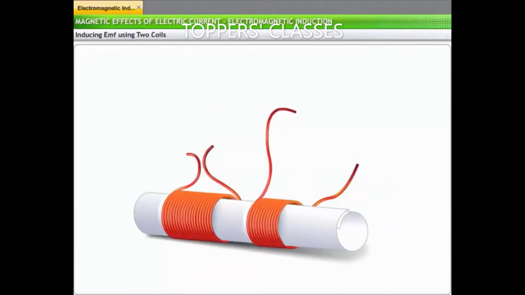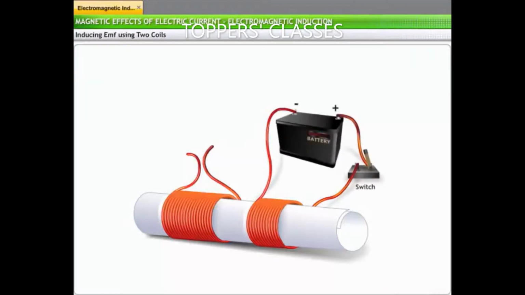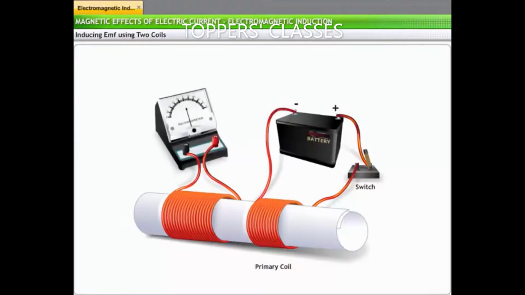In the second case, one coil is connected to a battery with a key. This coil is called the primary coil. The other coil is connected to a galvanometer and is known as the secondary coil.